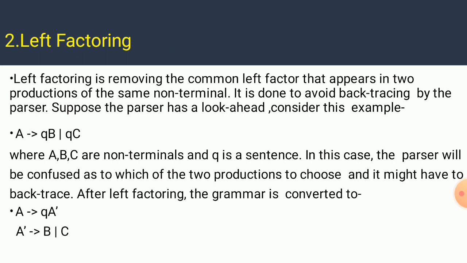To eliminate it, we use the following rules. The value which repeatedly comes from the leftmost side, here in the example, is q. So A produces small q followed by a new temporary variable, A dash. Then A dash produces the remaining values after the left factor value, which are capital B and capital C. So here we have seen how to remove left factoring.